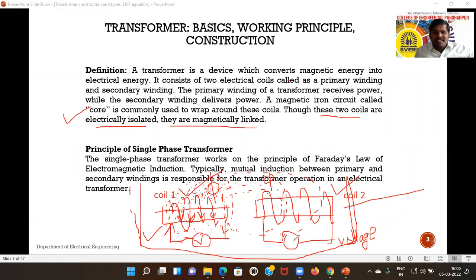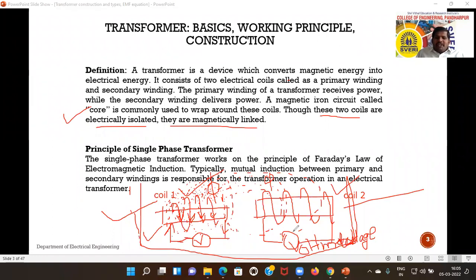That means this induced EMF will be shown by this voltmeter. The voltmeter we have connected here will show the induced EMF in the secondary coil due to the primary current. Okay, now see, this is the mutually induced EMF in the secondary coil due to the primary coil.